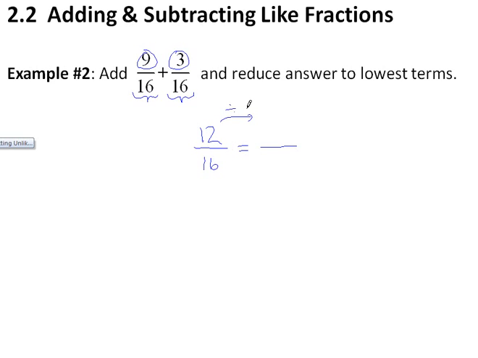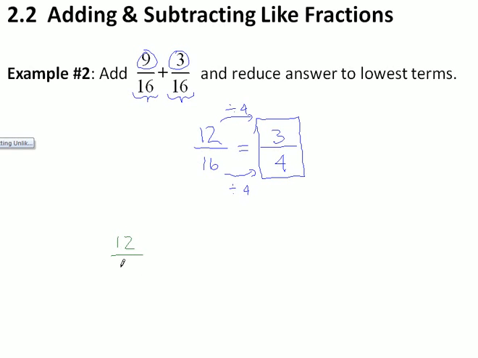If we divide the top of this by 4, and if we divide the denominator by 4, 12 divided by 4 makes 3, 16 divided by 4 makes 4. That's what we want to see. 12/16 is equivalent to 3/4, and that's the way you should give your answer. Now, let me run that one more time.